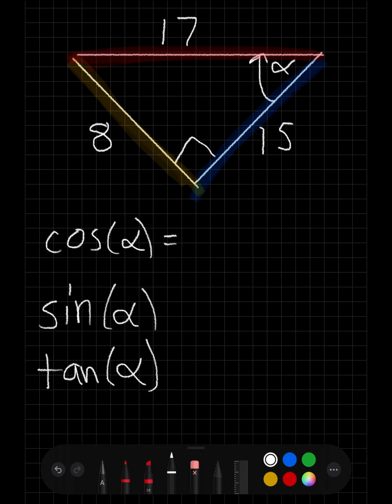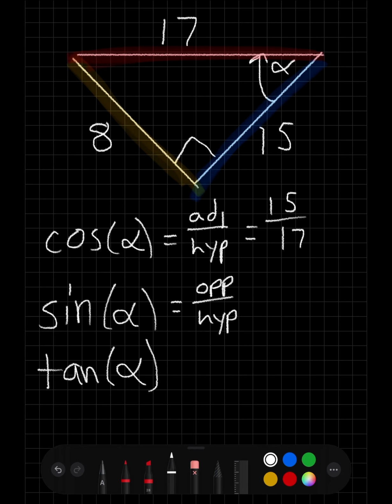So I know cosine is equal to the adjacent over the hypotenuse. So the cosine of alpha is going to be 15 over 17. The sine of alpha is equal to the opposite side over the hypotenuse. And so we're going to have 8 over 17. And then the tangent is equal to the opposite over the adjacent. And so that is going to equal 8 over 15. And that's how we'll work that out.